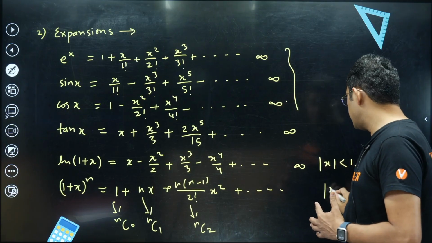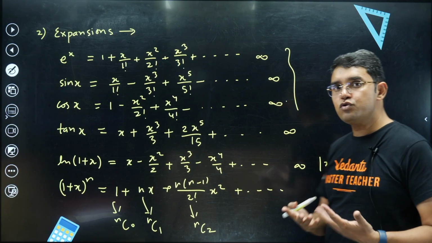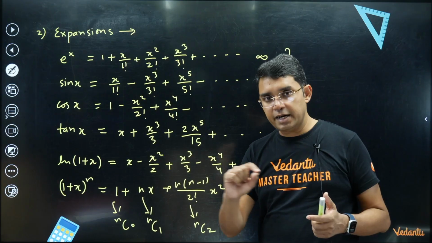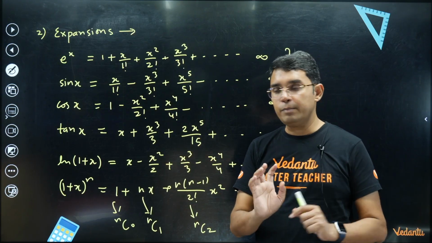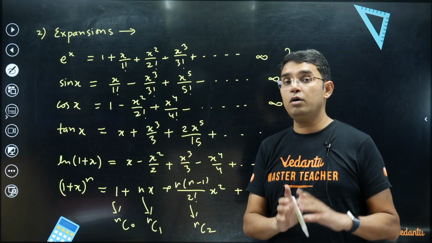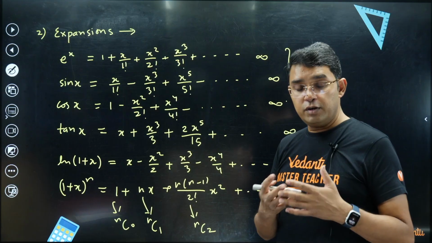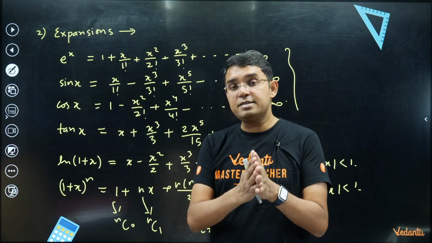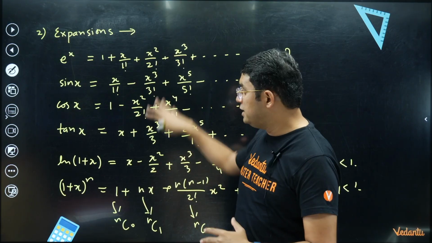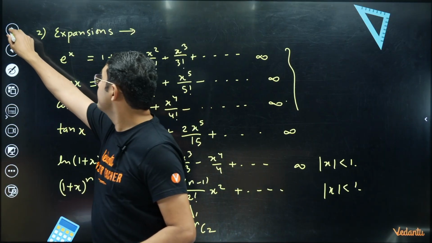Here also I think mod x has to be less than 1. But that is not important for us because we need to know what will be the limit when x is tending to 0. So for question solving purpose, I will say these expressions are required and they will be useful when your function is asked when x is tending to 0, when limit is asked as x tending to 0. So these will be useful at that time.